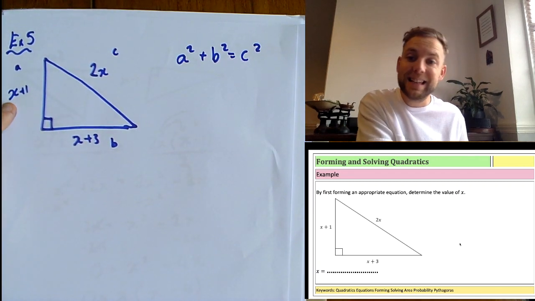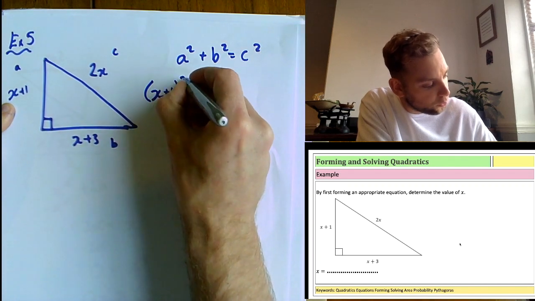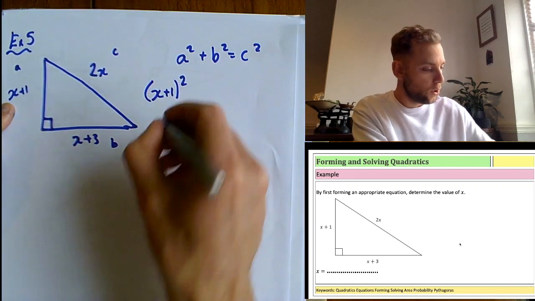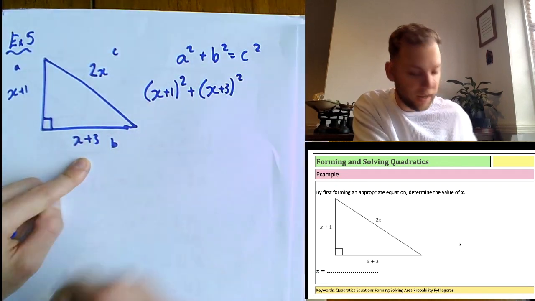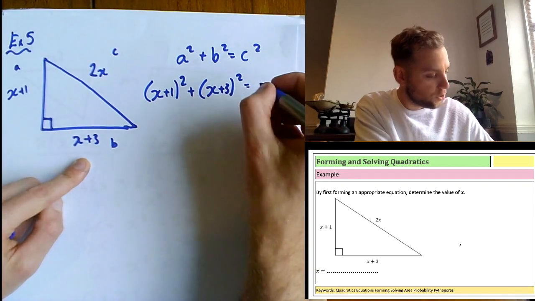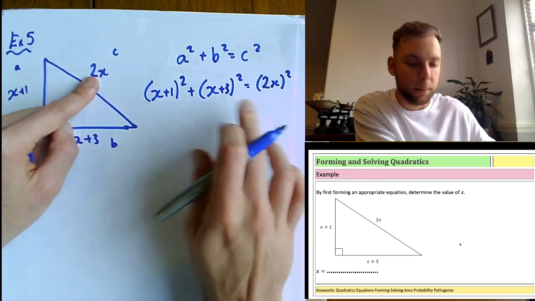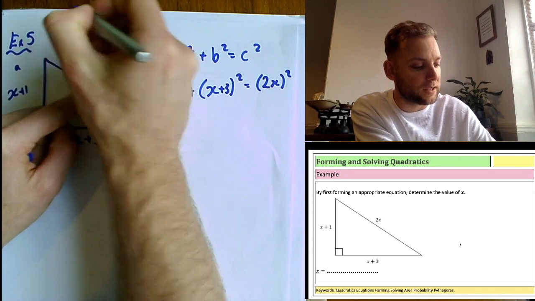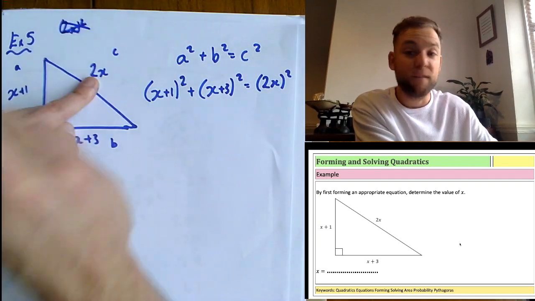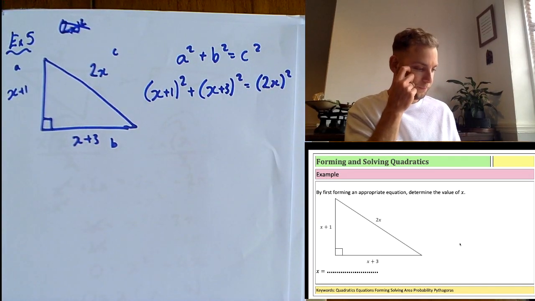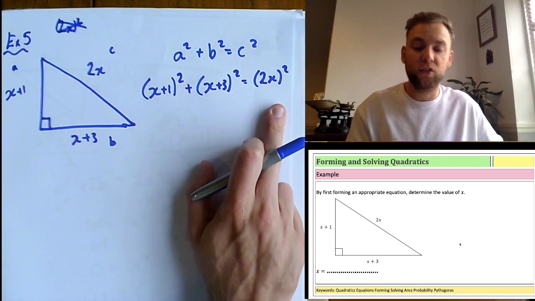So a is this value, so it's going to be bracket x plus 1 all squared, plus this one here, which is x plus 3 all squared, is equal to this one, which is 2x squared. Notice I've put that in a bracket because some people will write it like this, 2x squared. And that's wrong, because it needs to be 2x times by 2x, which is actually 4x squared, but we'll talk about that in a second. So I've got to square that, I've got to square that, and I've also got to square that as well.